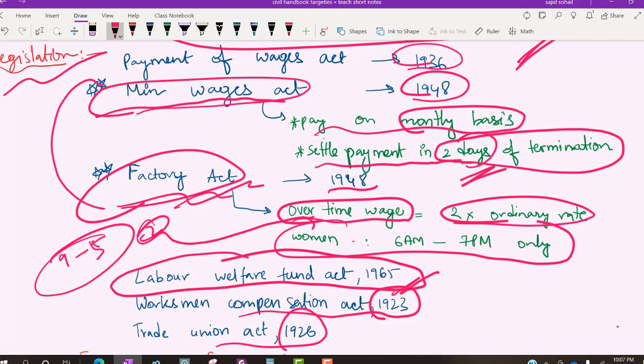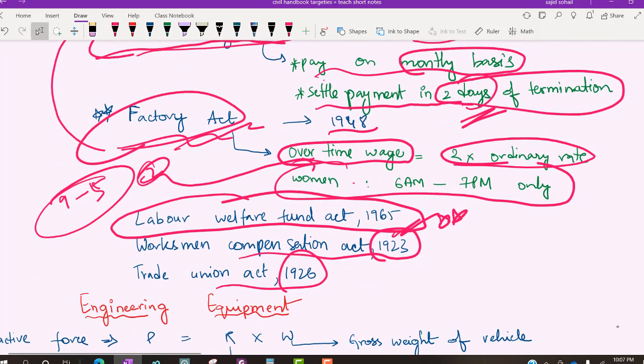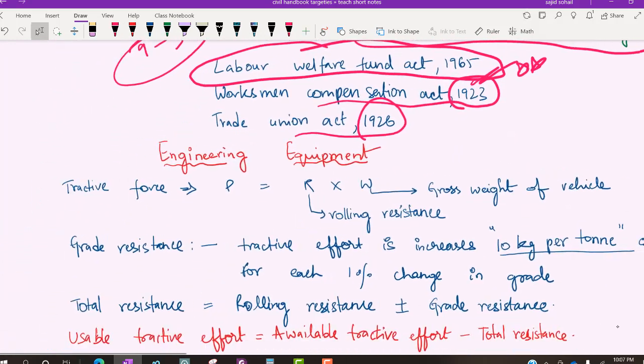Labor Welfare Fund Act 1965, Factory Act, and Minimum Wages Act. More than enough. Okay, so next let us go to engineering equipment.